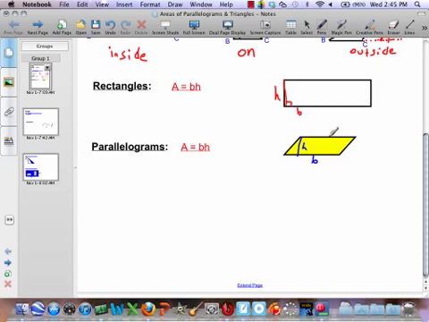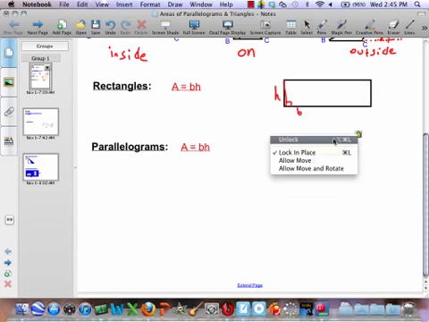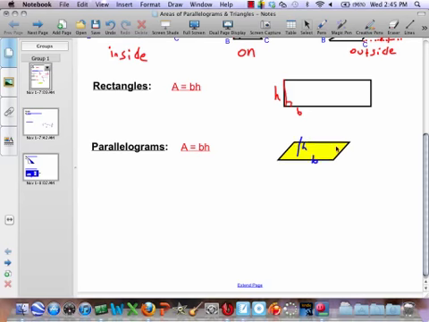Now, one of the first problems you're going to see in your homework tonight looks kind of crazy, doesn't it? Okay? Well, let me ask you this. Let me unlock this baby here. Let me bring this out here. That's our base and a height, correct? Yeah.